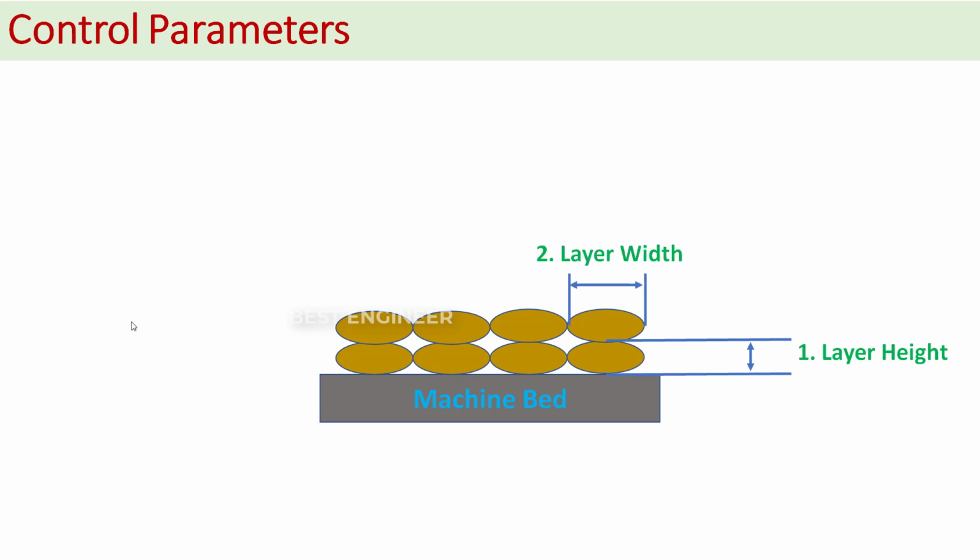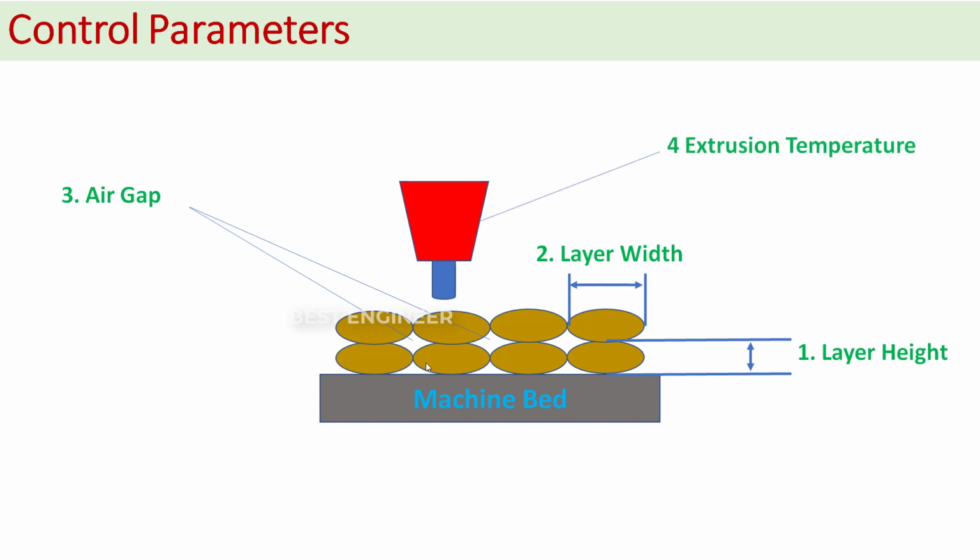Here, in FDM technology, the cross-section of the nozzle will be in the form of a circular shape. While it compresses the previous layer and deposits the current layer, the cross-section will be in the form of an ellipse. Here the material is deposited one over another. So in subsequent layers, there will be a gap in between the layers. That's called air gap.